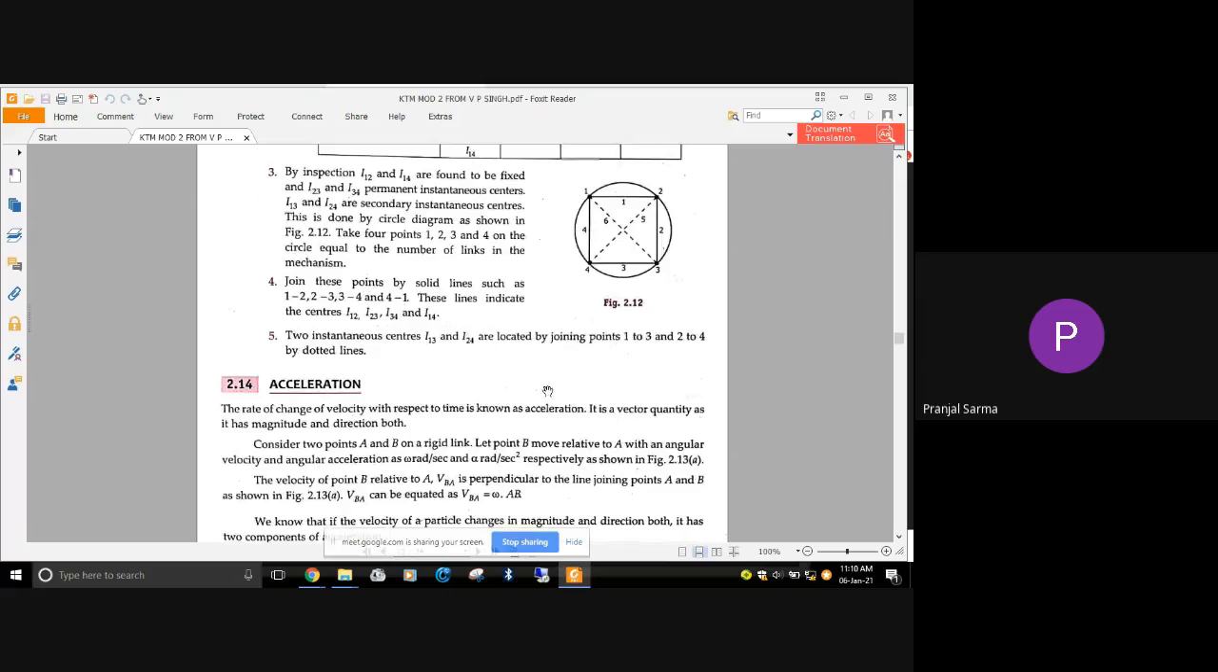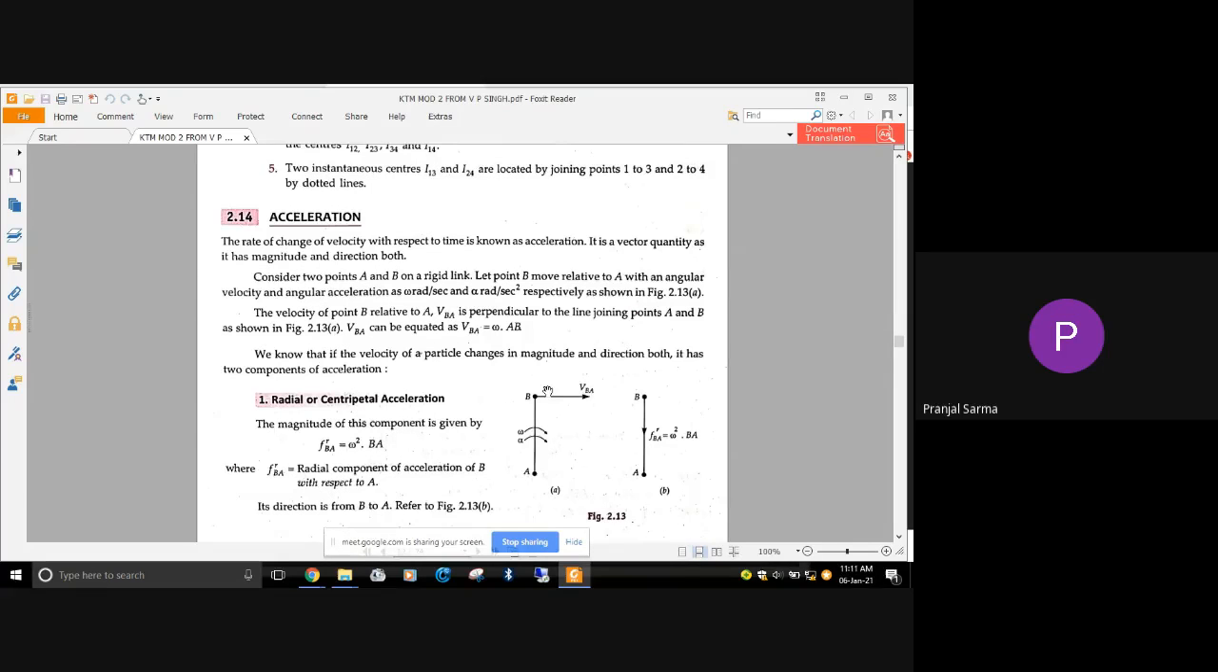And for locating the instantaneous centers, we have different methods, meaning some standards. Suppose two links are being joined by a pin joint or a hinge joint. Then where is the location of the instantaneous center? Who can tell me? In the case of two links joined by a pin or hinge, the instantaneous center is at the center of the pin itself.